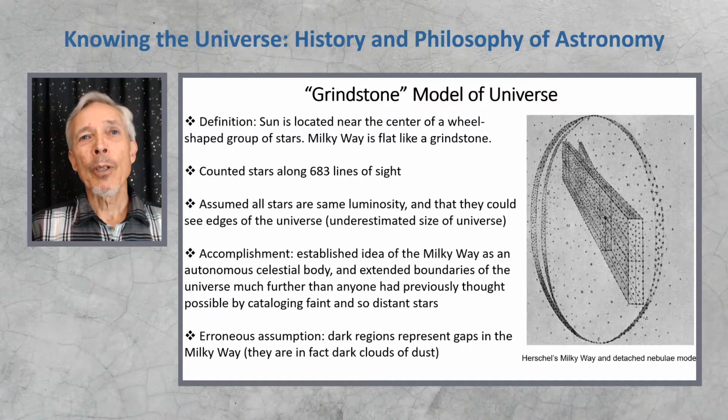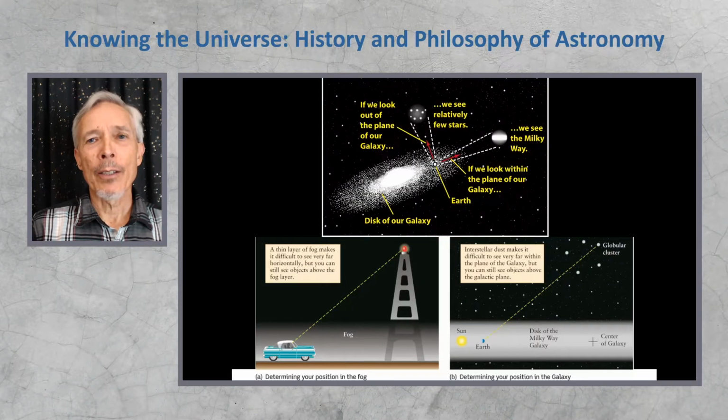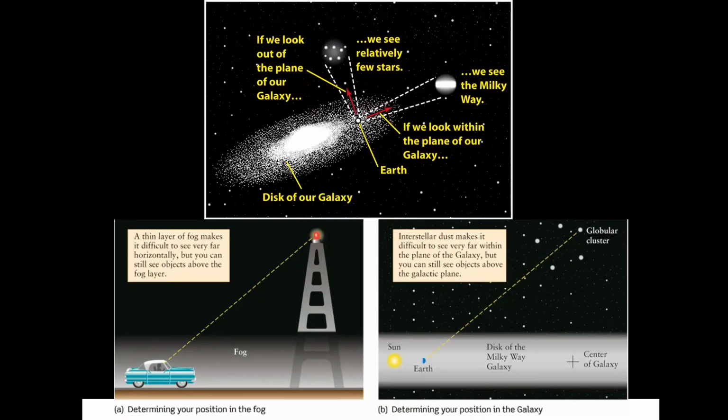His accomplishment was to establish the idea of the Milky Way as an autonomous celestial body, and he did extend the boundaries of the known universe much further than anyone had thought, because he had a larger telescope, a better telescope, and he cataloged fainter and so more distant stars. The only real mistake he made was to neglect the effect of dust, which we now know to be important. We can see this in the example.